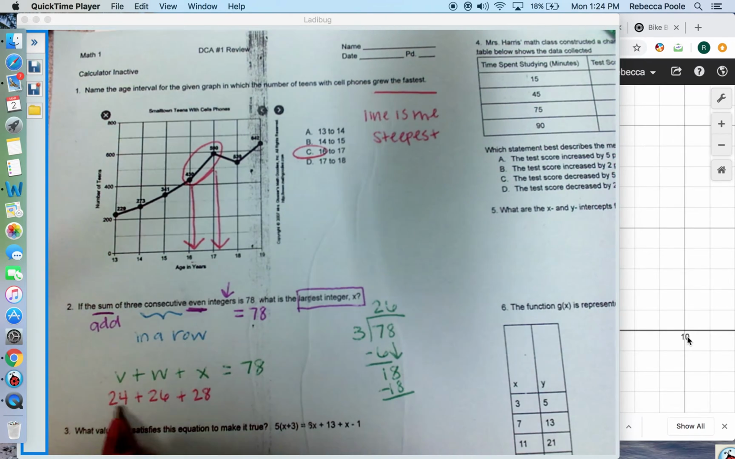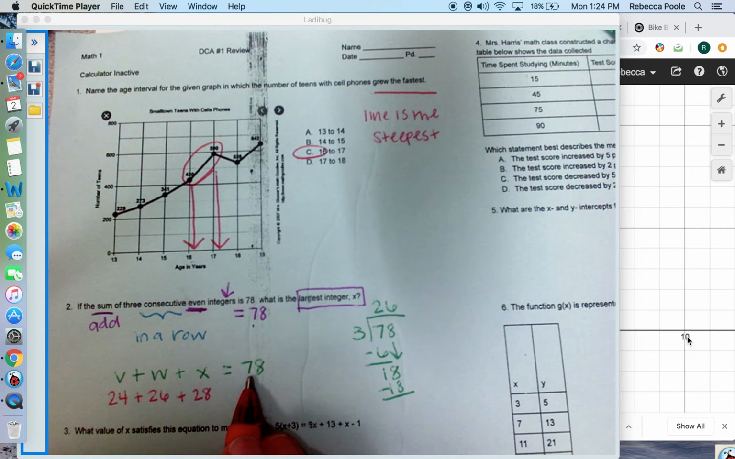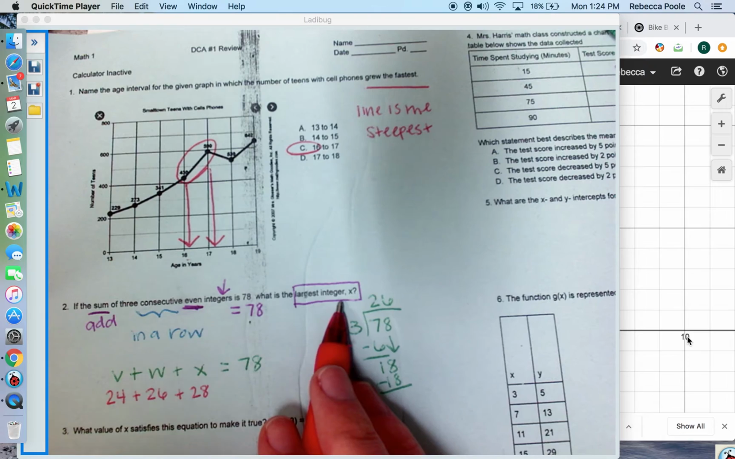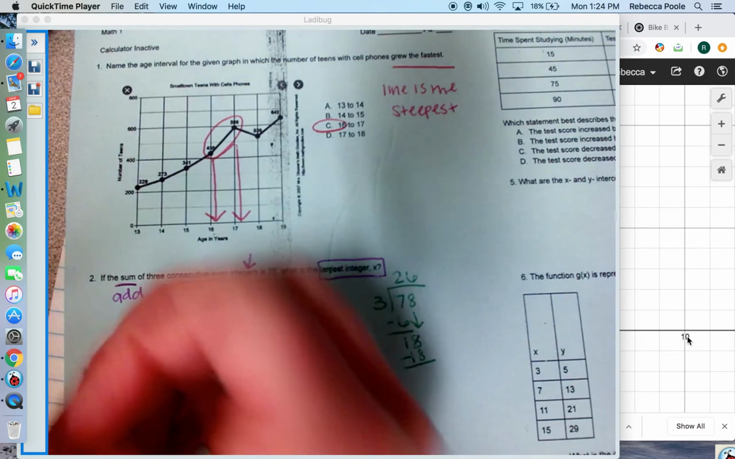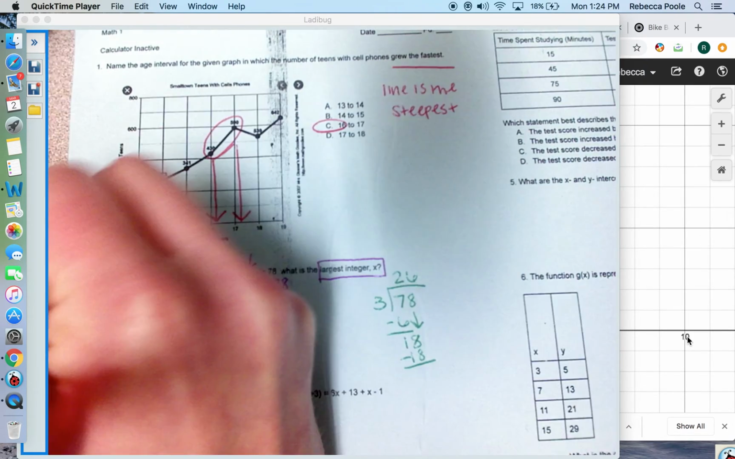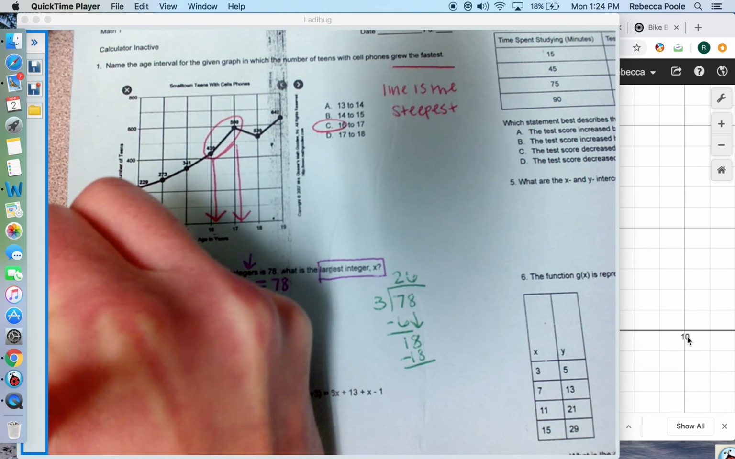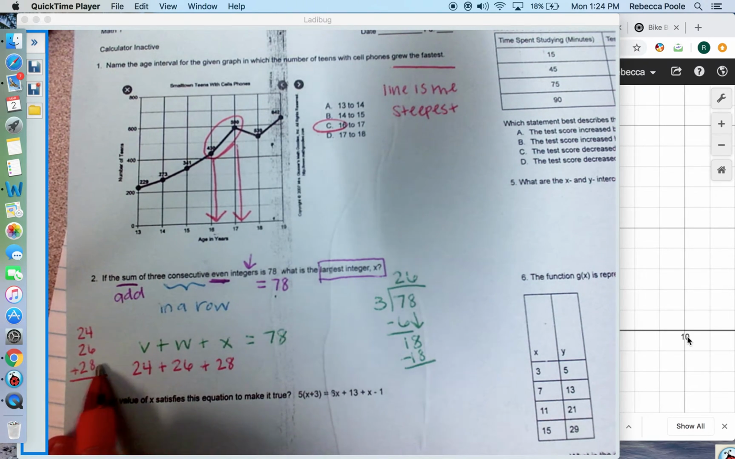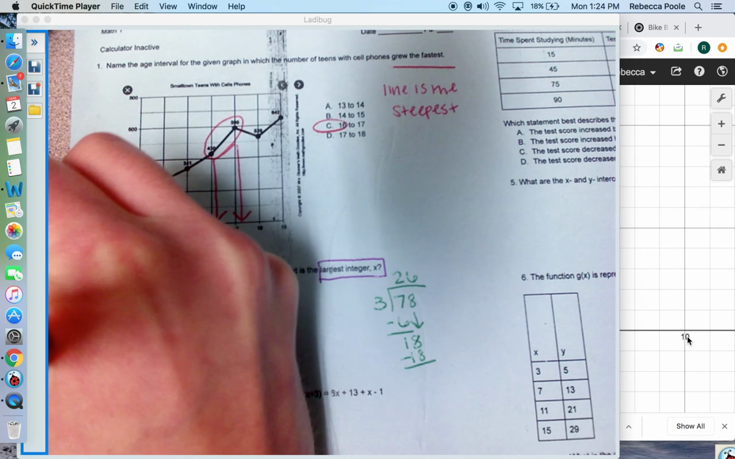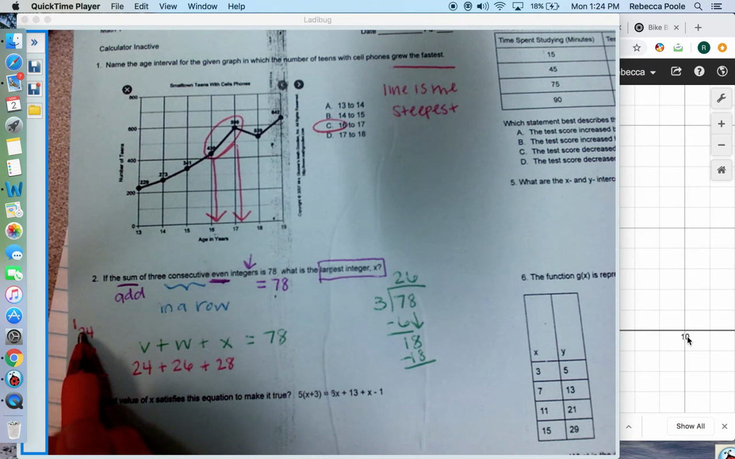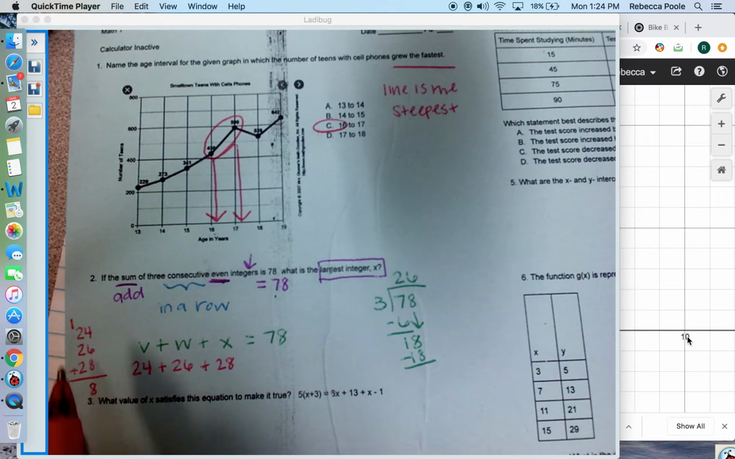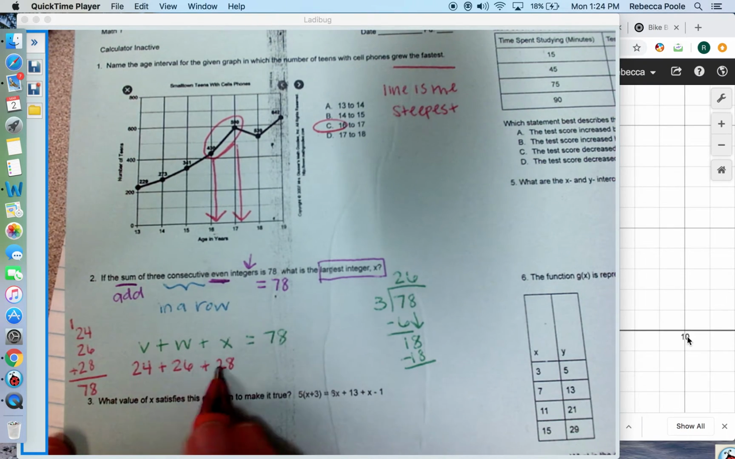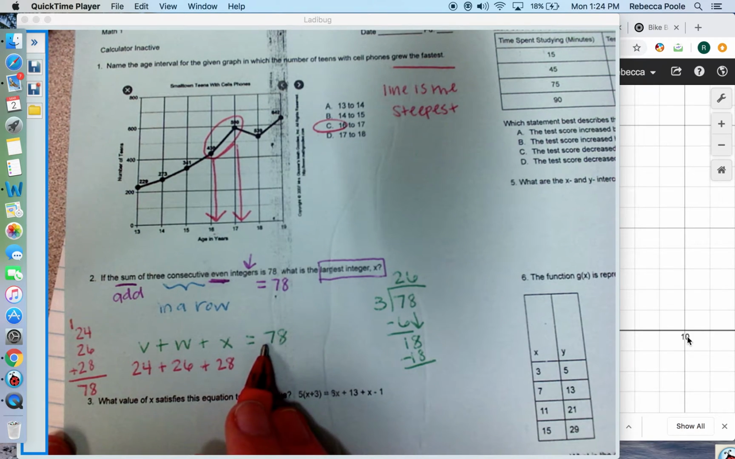Now we want to make sure the 3 of these do add up to get 78, and if they do, then we can find our largest even number. So I'm going to check these over here to the side. 24 plus 26 plus 28. 4 and 6 makes 10. 10 and 8 makes 18. Carry the 1. 1 plus 2 is 3. 3 plus 2 is 5. 5 plus 2 is in fact 7. So when we add these 3, we did get 78.